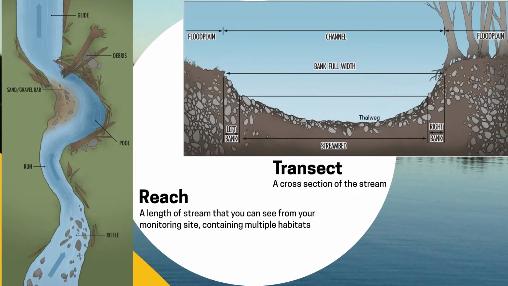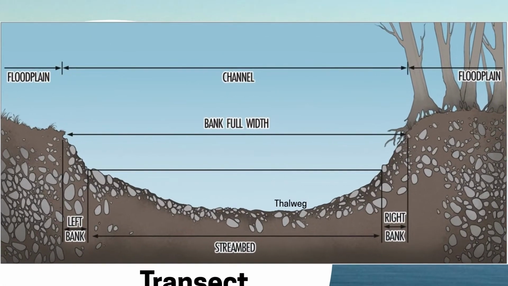There are 2 broad ways of looking at a stream. First, you can study the cross-section of the stream in a straight line from the top of one bank across the flow to the top of the other bank. This type of cross-section is called a transect. Here's a picture of a model transect.